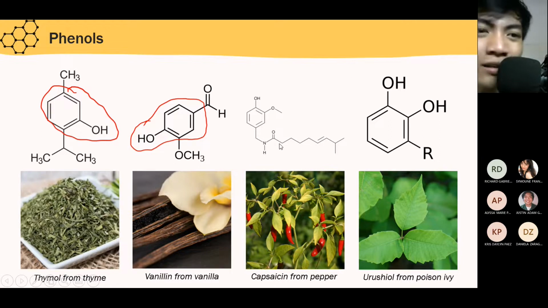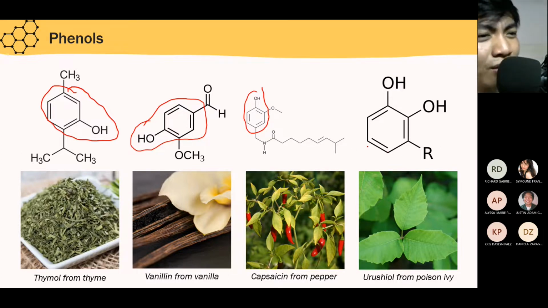This is the one that causes inflammation. Lalo na kapag mga spicy food yan. So, kapag maanghang, normally it contains this capsaicin. Ito, as you can see, the parent chain here is the phenol. Okay? And then you have the urushiol.